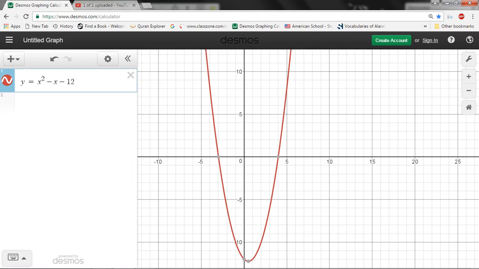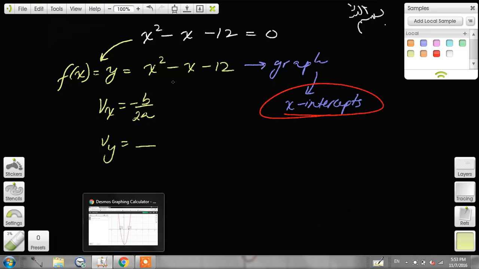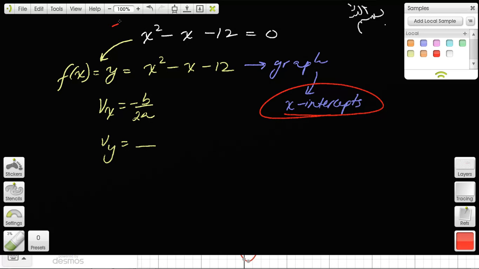So once you graph this, then you look at the graph and figure out where the x values are. Look at this one. For these two x values, notice the y is 0. In other words, when you plug in -3 and 4 into this function right here, you get the y value equal to 0. Which also means if you plug in -3 or 4 for x over here, you get a 0.